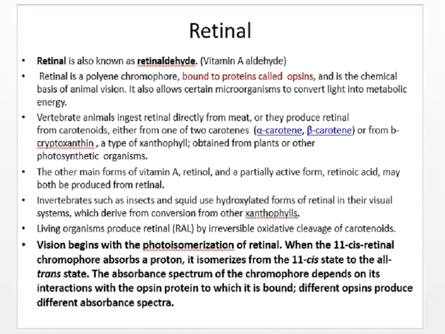Vision begins with the photoisomerization of retinal, when the 11-cis retinal chromophore absorbs a photon. It isomerizes from the 11-cis state to the all-trans state, the absorption of the photon by the protein to which it is bound. Different opsins produce different absorption spectra.